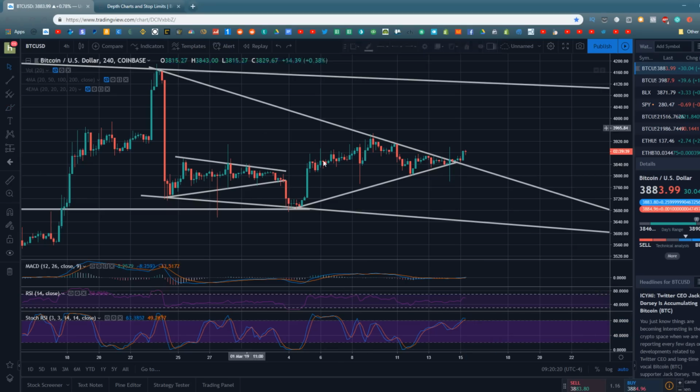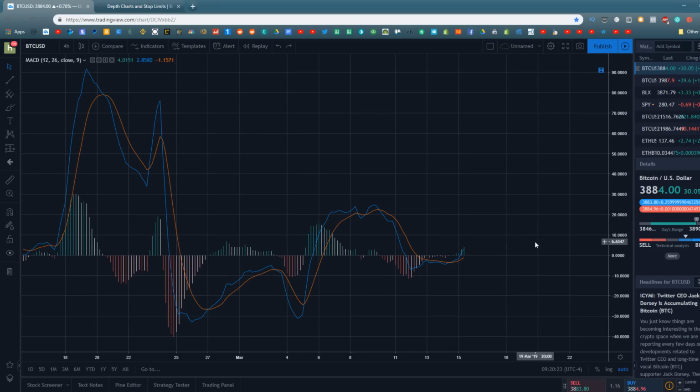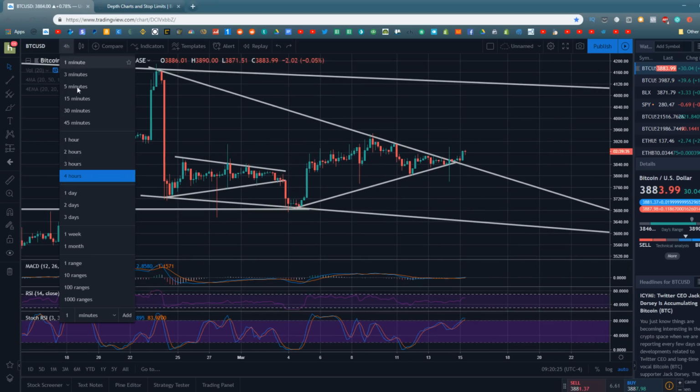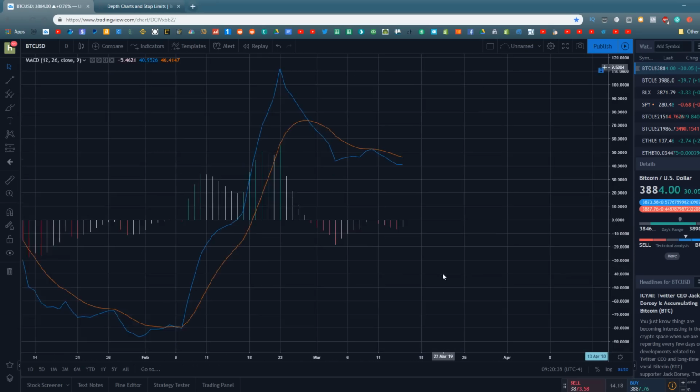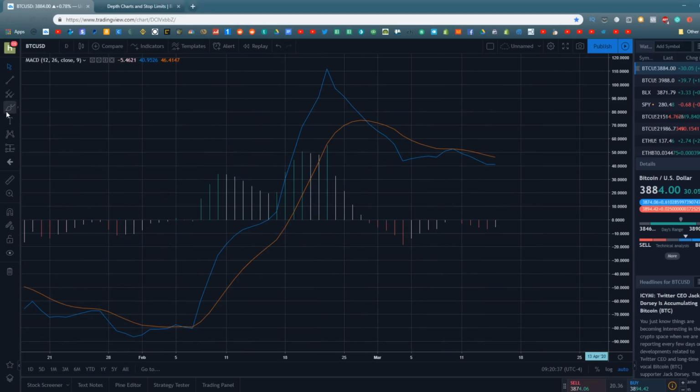I do want to point out the MACDs, though, because the MACDs are very powerful technical indicators. That's why they're one of the first ones up here. RSI is very important as well, but MACD is used by a lot of people, and especially on the shorter term time frames, I find it's very useful. If we look here on the daily chart, we're going to see that MACD is, in fact, bearish.